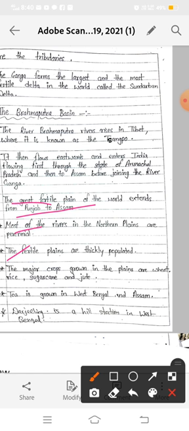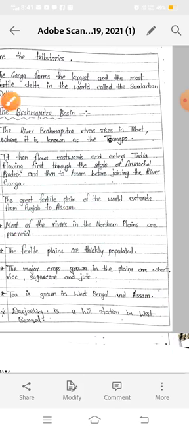Now the fertile plains are thickly populated. Thickly means densely. Many people are living there, and the reason behind this is the facility. Where we get the facility, we want to live there. If we don't have any facilities in any place, we do not want to live there.